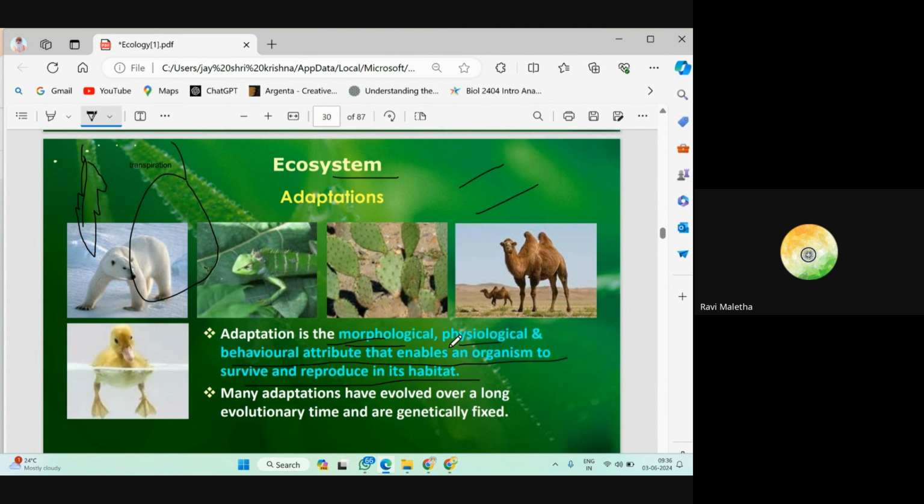Next is physiological adaptation. Physiological adaptation is because of our body physiology, like sweating and shivering. We are not doing this; our body is doing it because of its physiology. So this is known as physiological adaptation. Behavioral adaptation. What is behavioral adaptation? You can give an example.